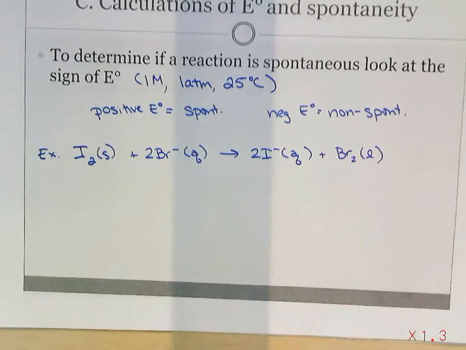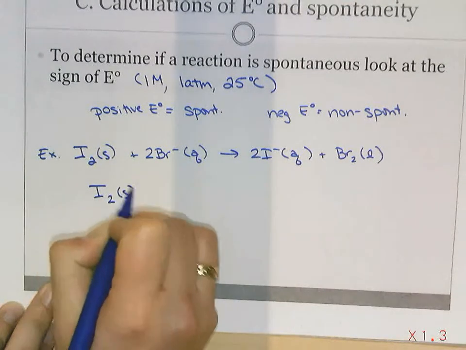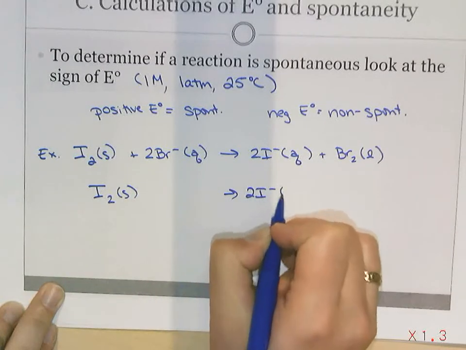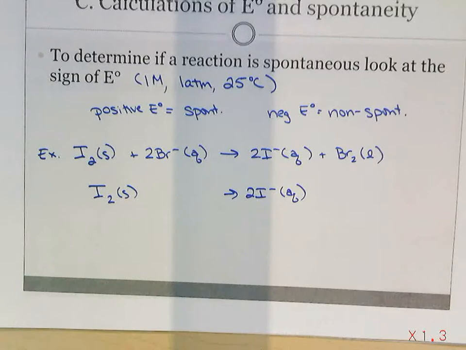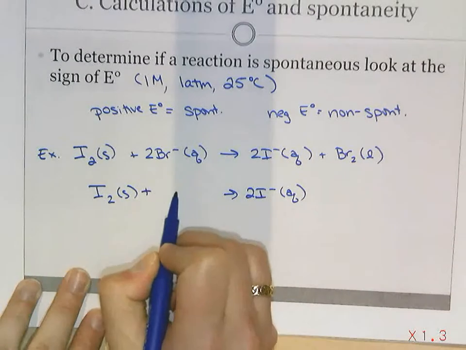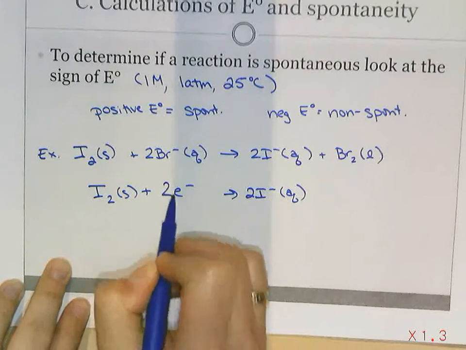So let's say, for example, I have iodine solid and bromine ions making iodine ions and bromine liquid. We'll look at the iodine half reaction first. Is this an oxidation or a reduction? Reduction. So if it's a reduction, where do I put the electrons? As a reactant or a product? Okay, and then how many do I need? 2. All right, so let's take a look at the bromine.